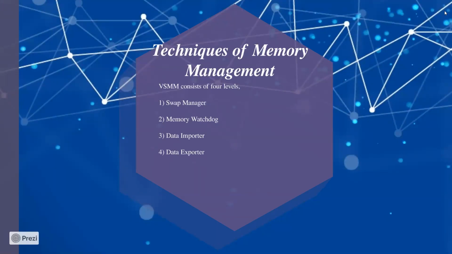There are 4 levels of virtual system management: swap manager, memory watchdog, data importer, and data exporter. First, we will discuss the swap manager. It keeps record of all the resources using the memory. It is a technology that enables an operating system to provide more memory to a running application or process than is available in RAM. When the physical system memory is exhausted, the OS can opt to make use of memory swapping techniques to get additional memory.